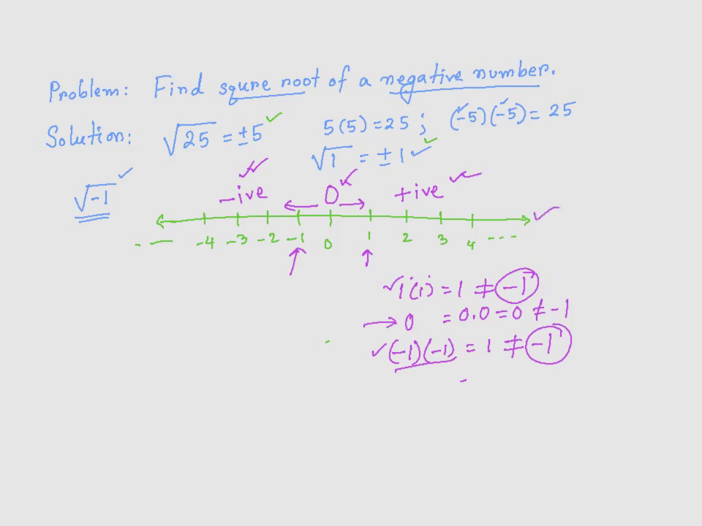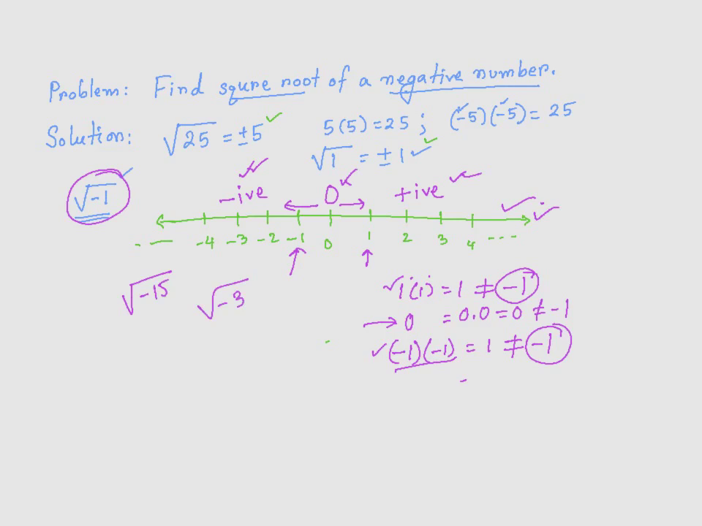So there is no number on the number line that would give me negative 1 when I multiply the number with itself. So this number, square root of negative 1, really doesn't exist on the real number line that we have. Or as a matter of fact, square root of any negative number, let's say negative 15, doesn't exist. Square root of negative 3 doesn't exist.